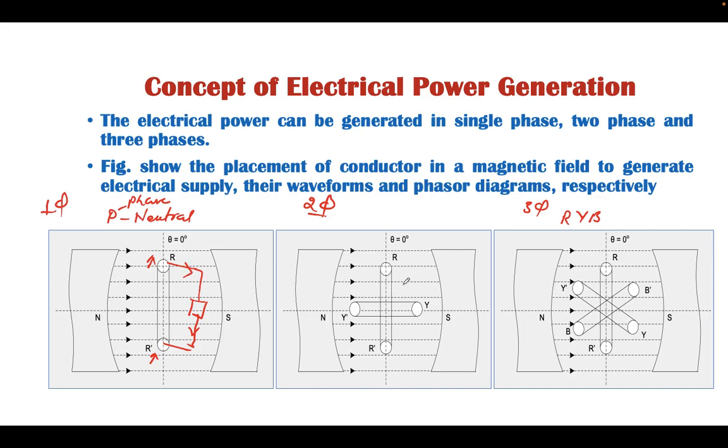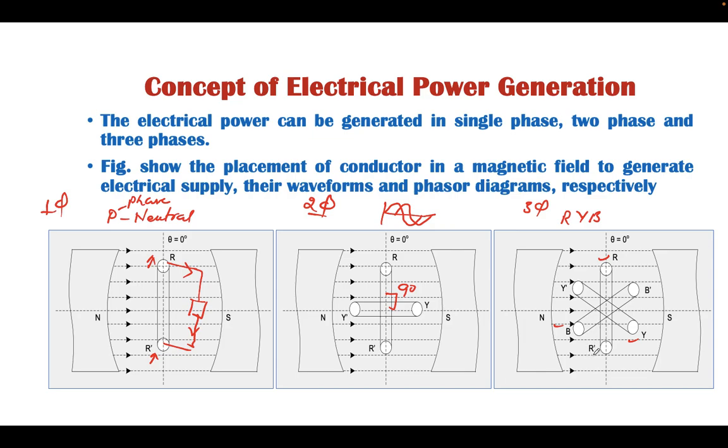Whereas in the case of two phase, we have two different conductors displaced by an angle of 90 degrees, and hence the phase displacement of a two-phase supply is 90 degrees. Now, in the case of a three-phase system, we have three conductors R, Y, and B.